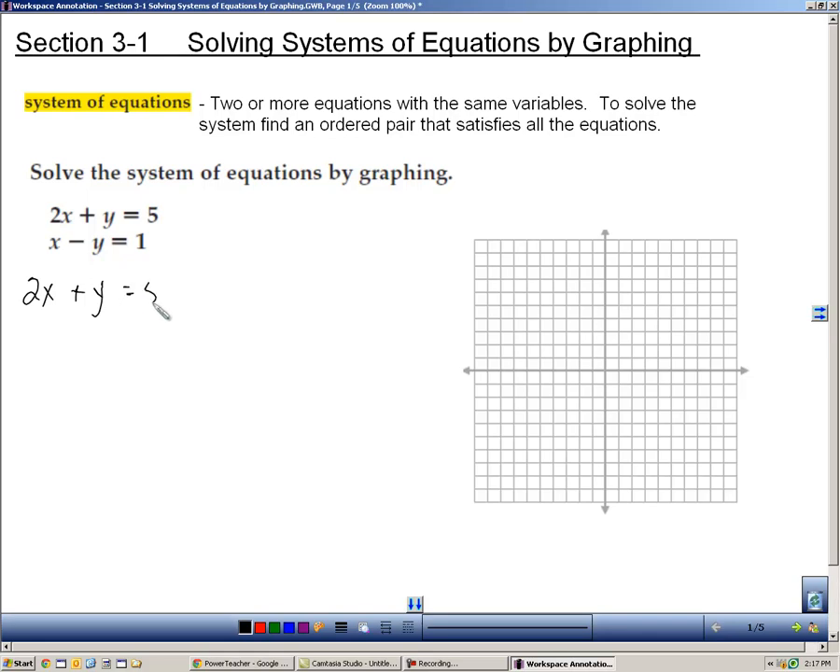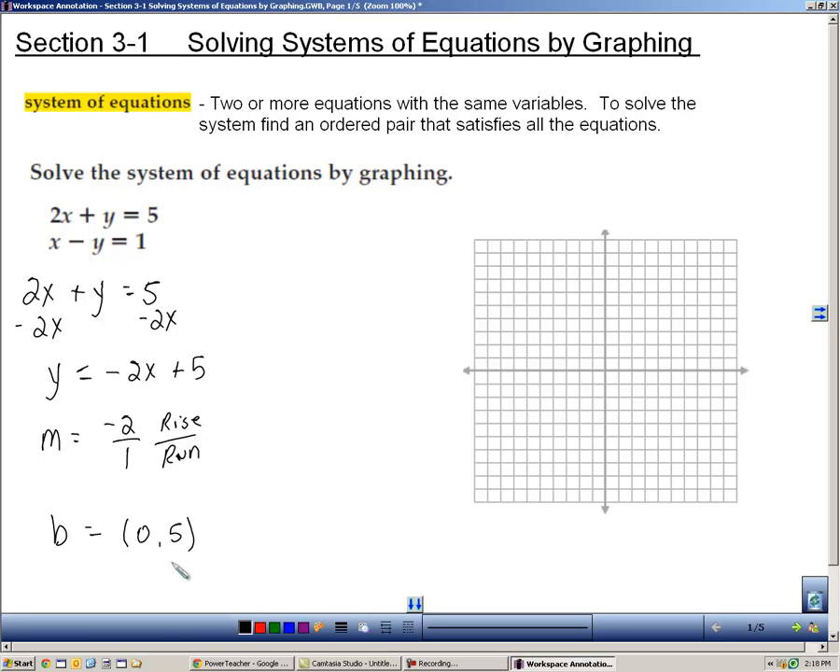The easiest way to do that is to isolate the y, put it in slope-intercept form. So here we have y equals mx plus b. So looking at this form, I can see my slope is -2, which I'm going to write as a fraction, -2 over 1, because that's going to be my rise over my run. And my y-intercept is 5, which is an ordered pair of (0, 5). So I'm going to go ahead and graph that.